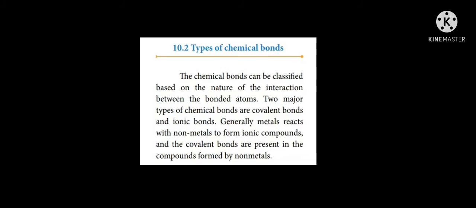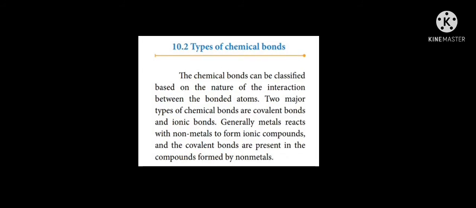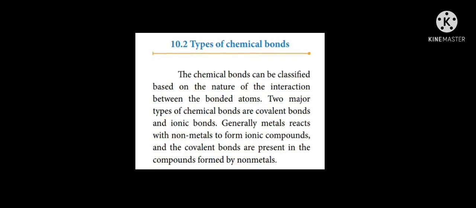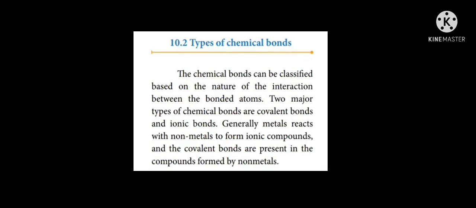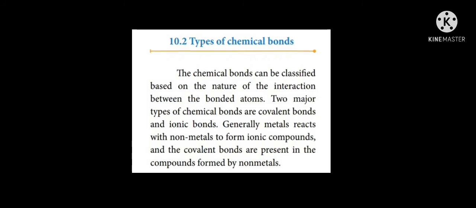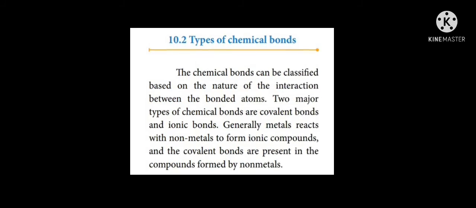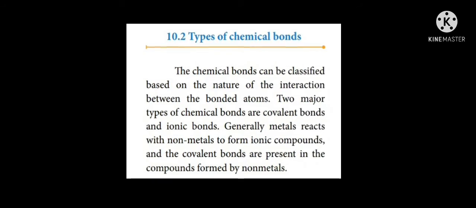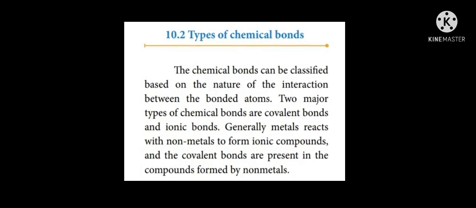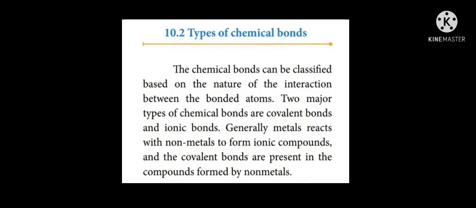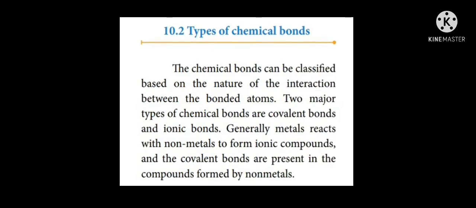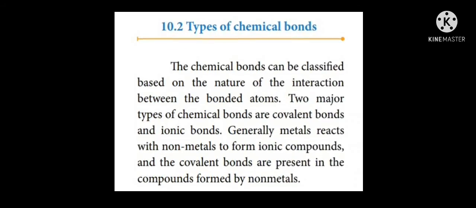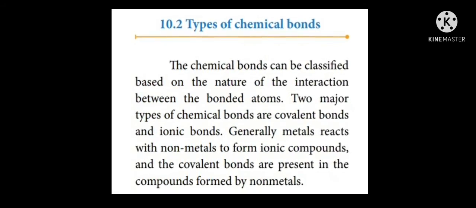Next topic, types of chemical bonds. Based on the nature of the interactive force acting between the bonded atoms, the chemical bonds may be classified into two major types, namely ionic bond and covalent bond. Ionic bond is formed by the reaction of metal with non-metal, whereas covalent bond is formed by reaction of non-metals.